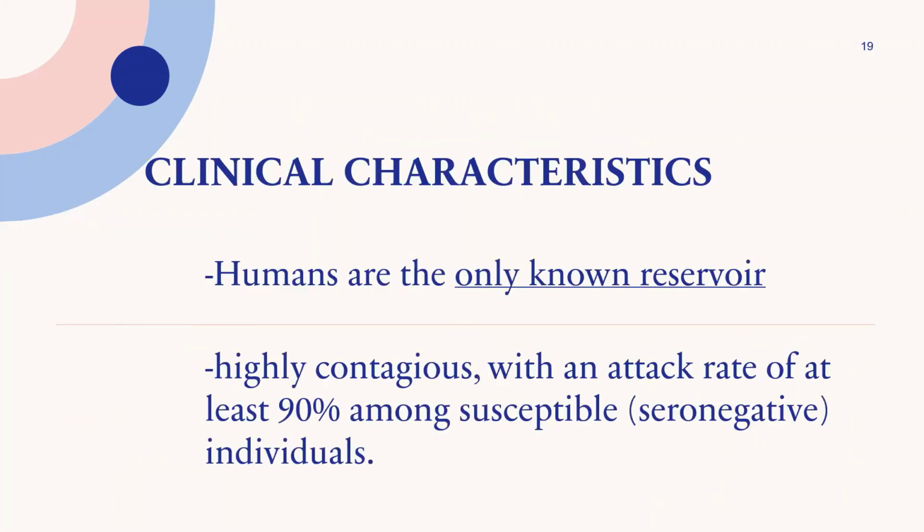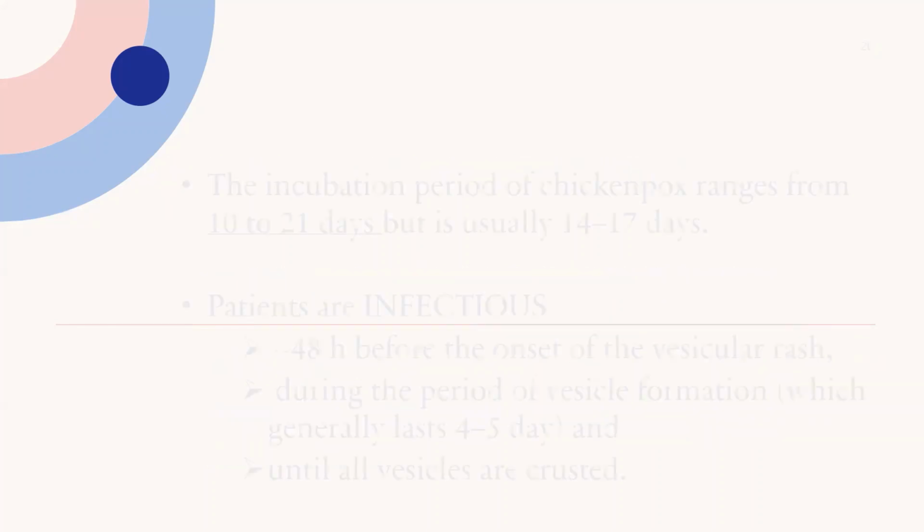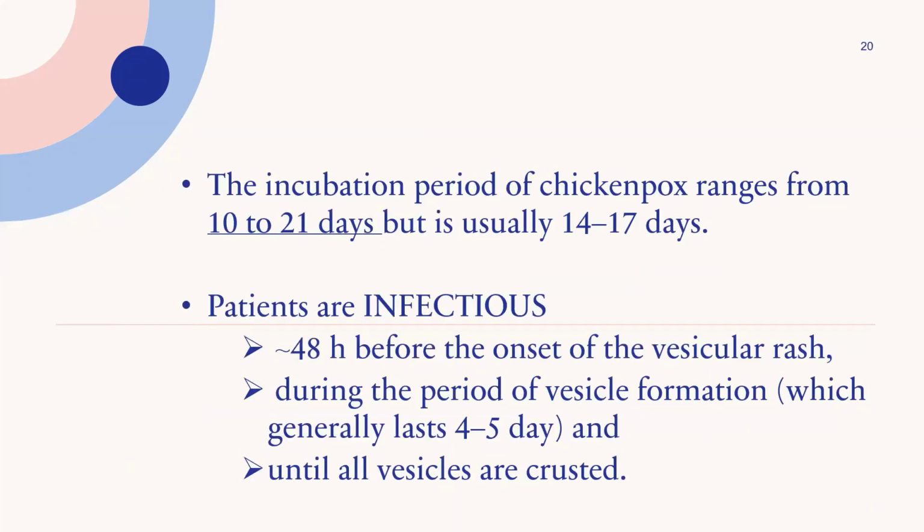For the clinical characteristics, humans are the only known reservoir for varicella zoster virus. Chickenpox is highly contagious with an attack rate of at least 90% among susceptible individuals. The incubation of chickenpox ranges from 10 to 21 days, but it is usually 14 to 17 days. So patients are infectious up to 48 hours before the onset of the vesicular rash.